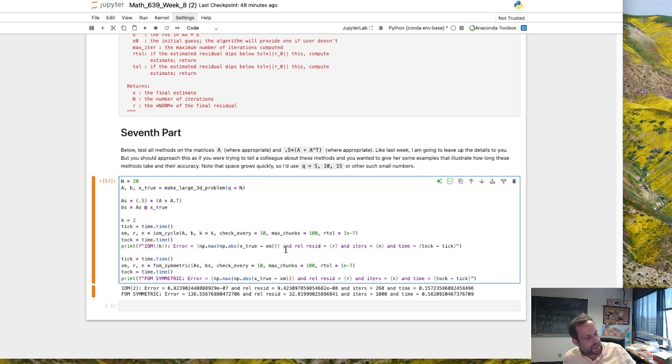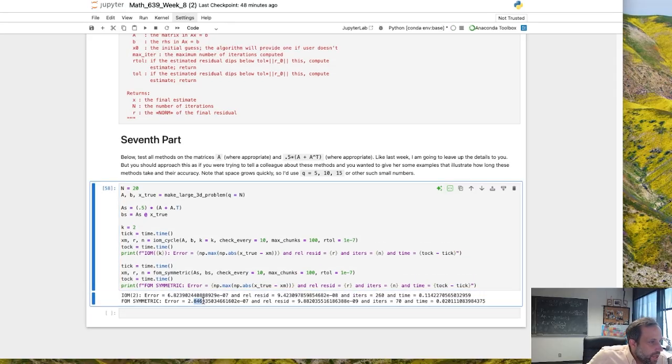Remember, like for the H matrix, we're using the fact that A is symmetric to sort of simplify some computations. Now, if I had just called, in my FOM symmetric, my I Arnoldi step with K is equal to 2, this wouldn't have been as bad as it is. But anyways, let's try it again. Okay, so here we go. Get this error small here, get the error small here.